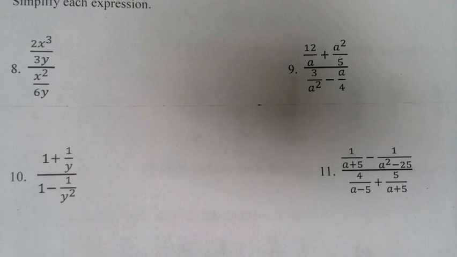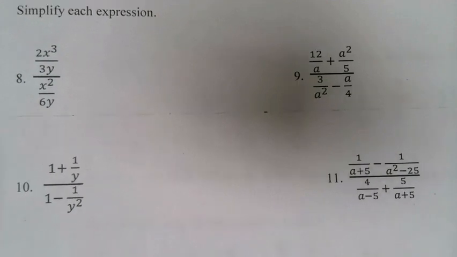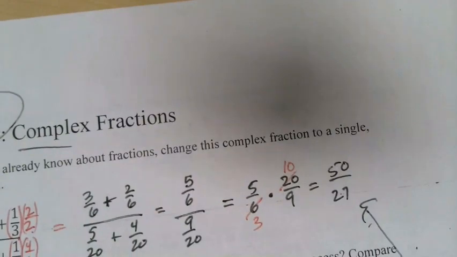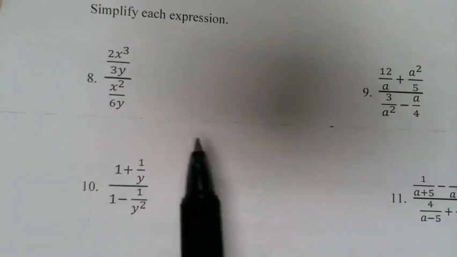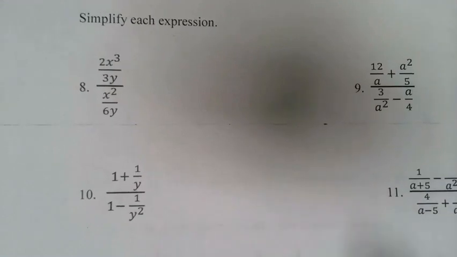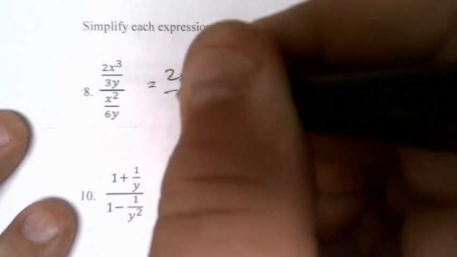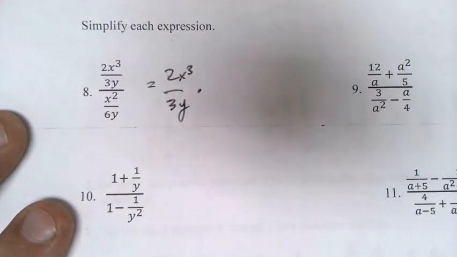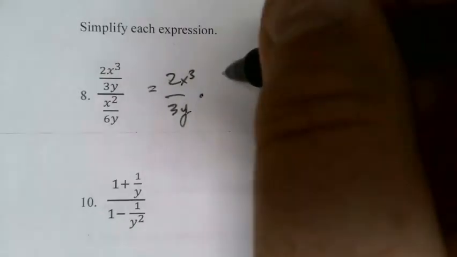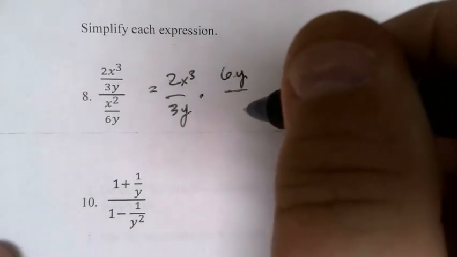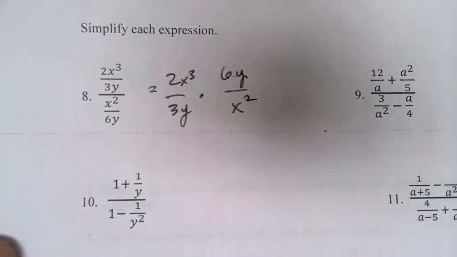Now, this first one is a little bit unique because it's 1 fraction over 1 fraction. So the very first way we looked at it was trying to combine them and get 1 fraction over 1 fraction like here. Well, it's already here. So I'm not going to bother to find common denominators. All I'm going to do is take this 2x cubed over 3y and multiply it times this second one flipped. So 6y over x squared. Okay?